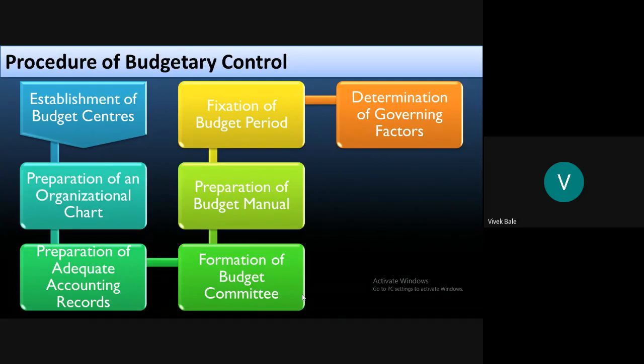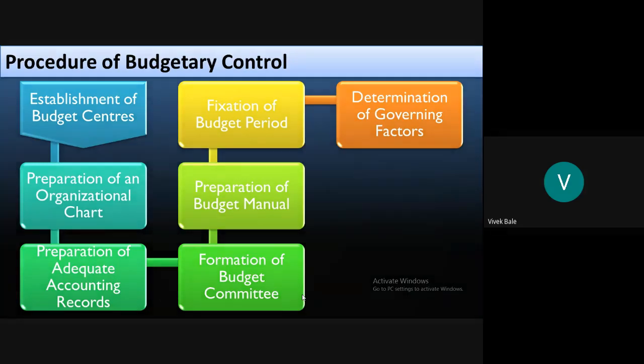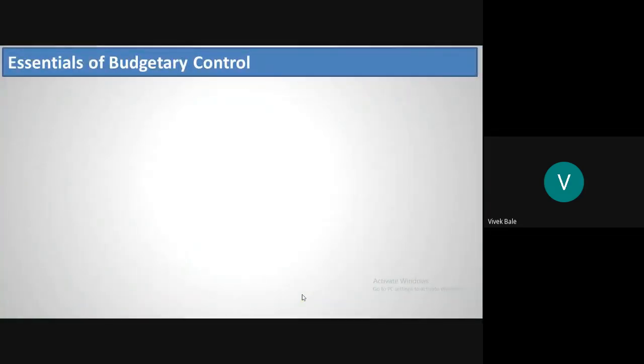determination of the governing, meaning key factor, the most important factor, is necessary because whatever budget we prepare, all budgets are directed towards the maximization of sales. As sales increase, profit will automatically increase, and therefore the governing factor should be taken into account while preparing the budget. Once all these things are over, your budgetary control procedure is over.